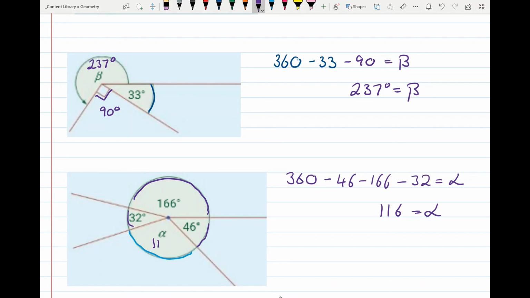Over to my diagram and fill it in. Degrees, remember to put in your degrees. Okay, that's calculating angles. I hope you found it helpful.